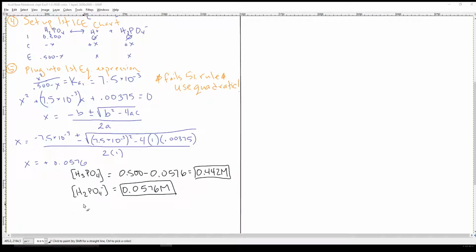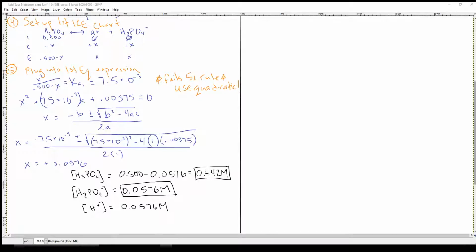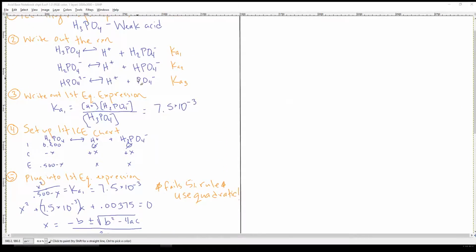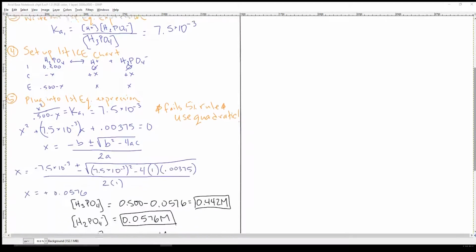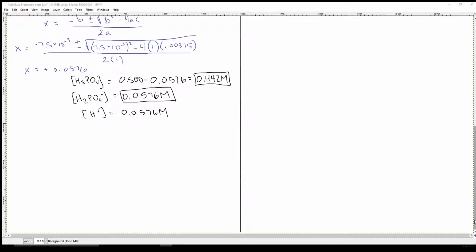Now my hydrogen concentration is important. Let's get that. It is also 0.0576 molarity. I'm not going to box it yet though. Why would I not want to use that hydrogen ion concentration yet? The answer is we have more hydrogens that are going to be released in these other reactions. So I can't erase it yet. I'm still going to use it.